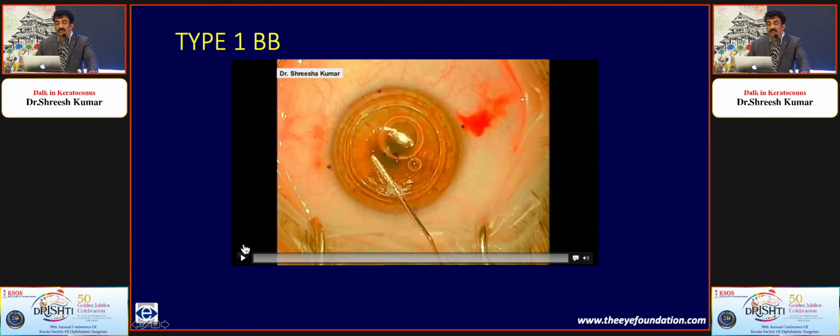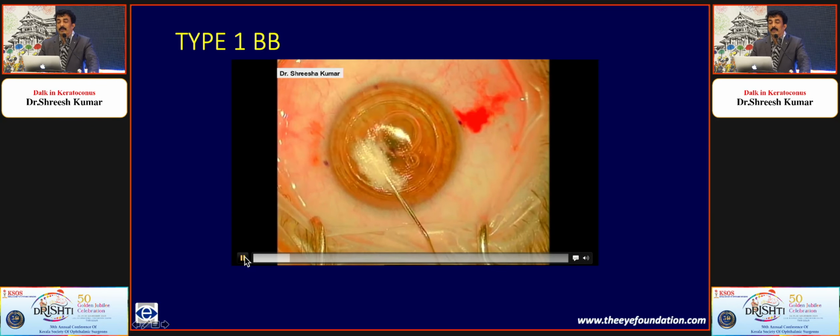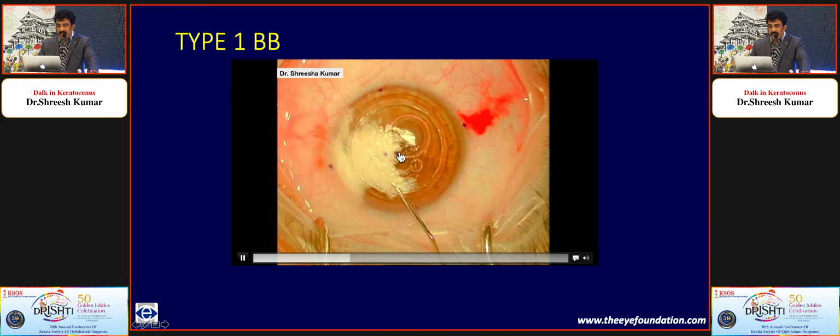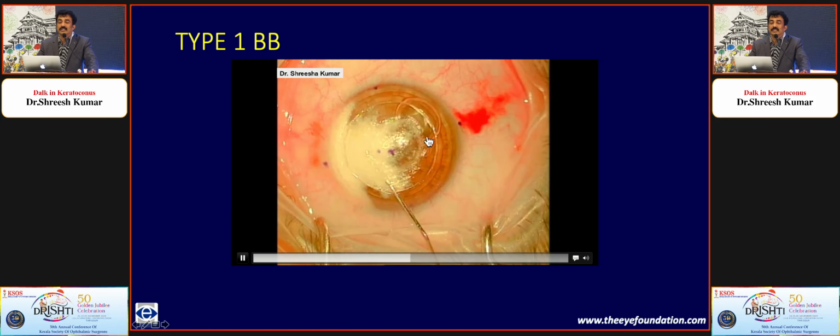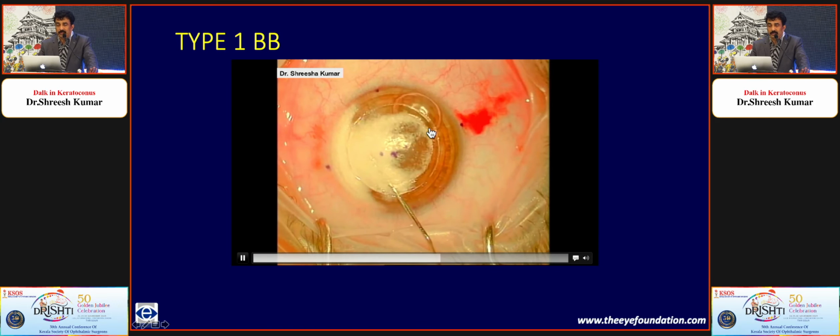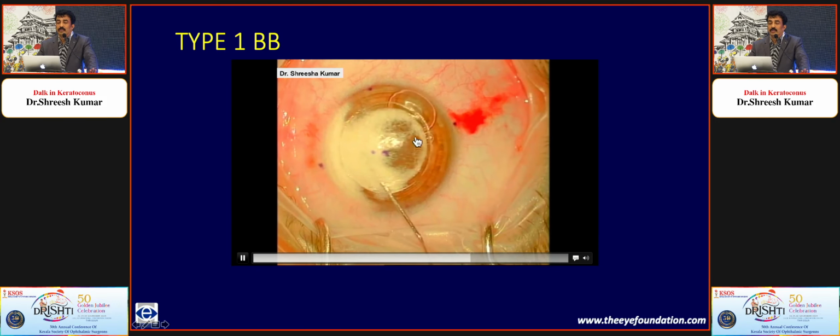This is again a case of type 1 bubble. Just showing a slow motion video of the big bubble formation. I have injected a small air bubble to demonstrate. You can see the big bubble forming, and it's displacing the small bubble in the anterior chamber to the periphery. So this is a type 1 big bubble.